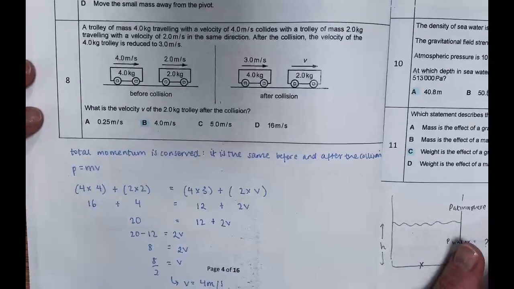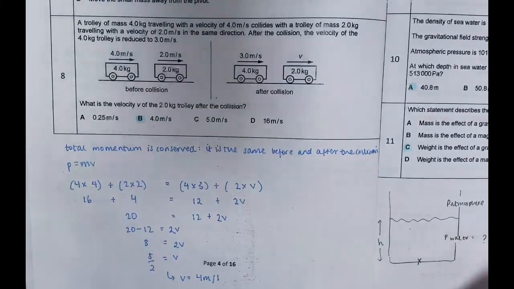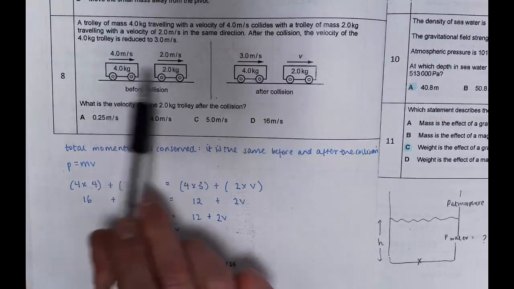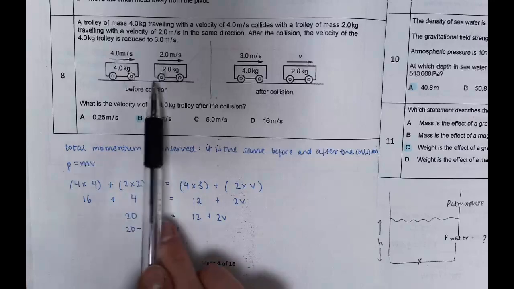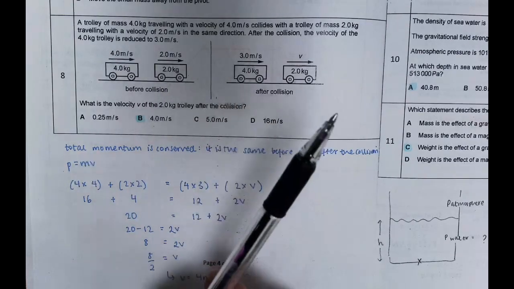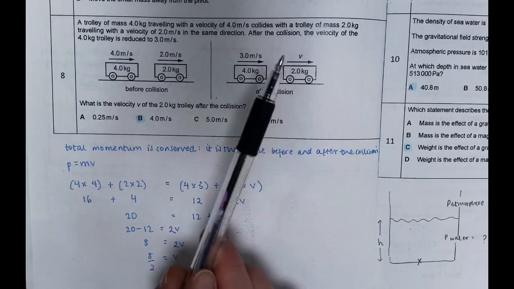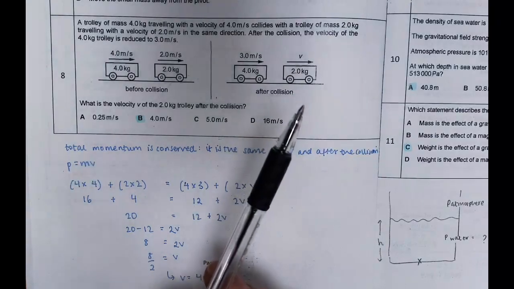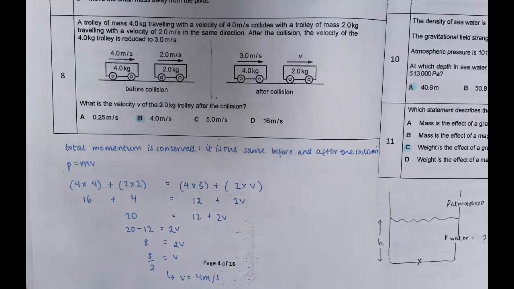Okay, in question 8, a trolley of mass 4 kilograms travelling with a velocity of 4 meters per second collides with a trolley of mass 2 kilograms travelling with a velocity of 2 meters per second in the same direction. Picture here. They then collide, and afterwards the 4 kilogram mass moves with 3 meters per second and the 2 kilogram mass moves with an unknown velocity that we're trying to work out. So this is a collisions question.